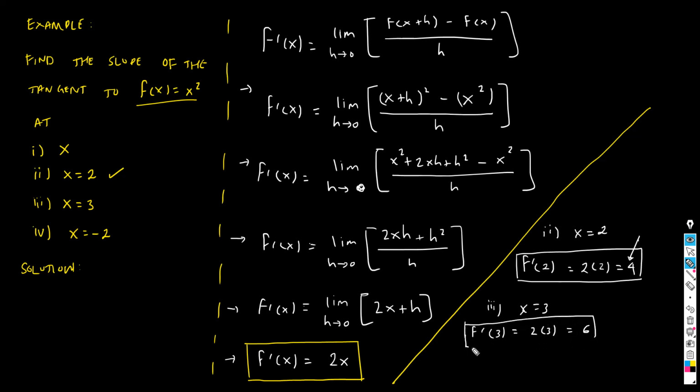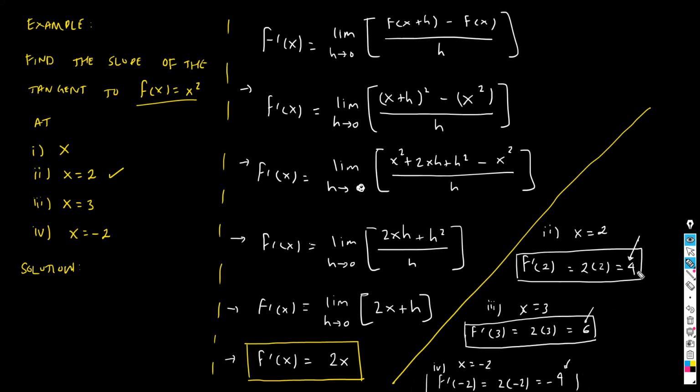What this is telling me, the translation of this into normal language, is this: the slope of the tangent to the function f when x equals 3, or at the point whose x coordinate is 3, will be 6. And we're going to check that in a moment. And finally, for the last one, when x equals minus 2, what's going to be the slope? I just evaluate this formula at minus 2, and I'm going to get 2 times minus 2, which is minus 4. So this is telling me that the slope will be minus 4.